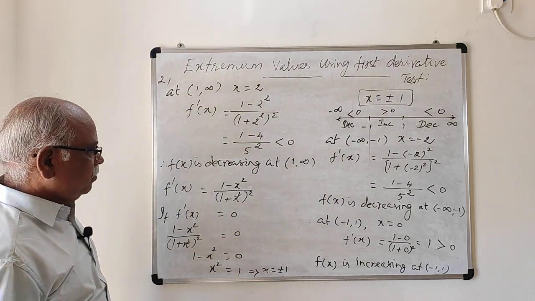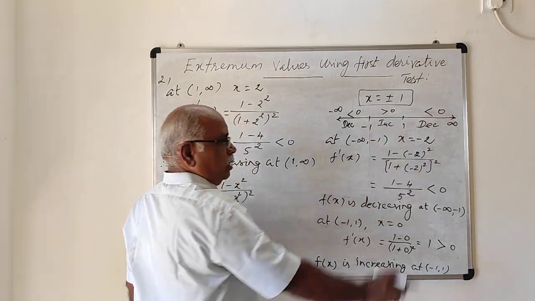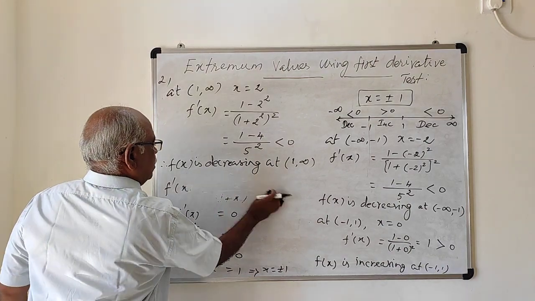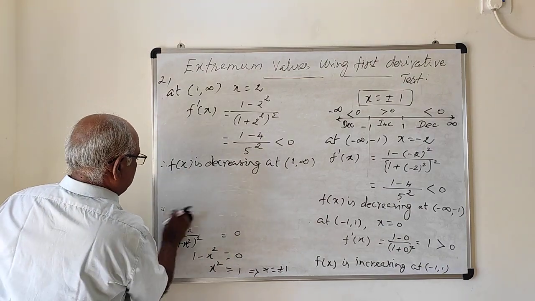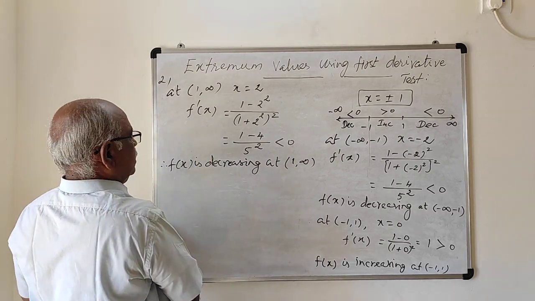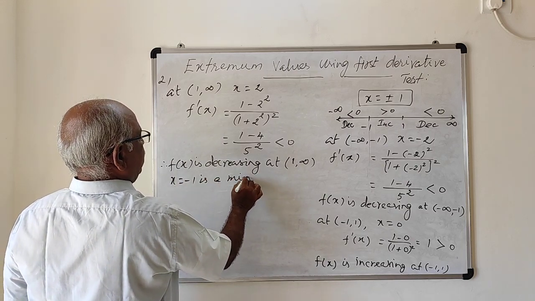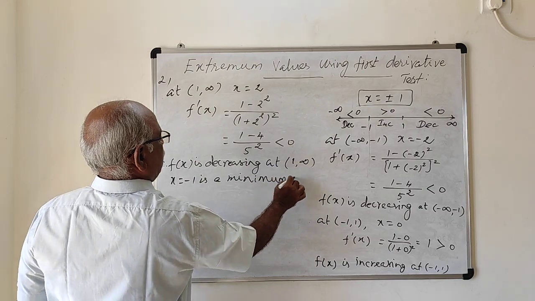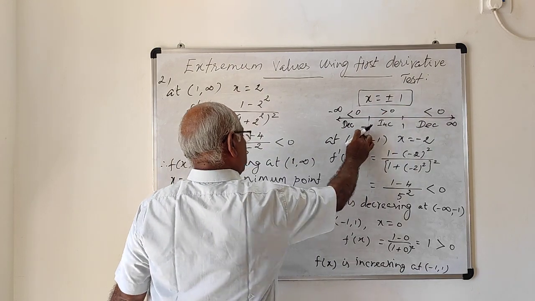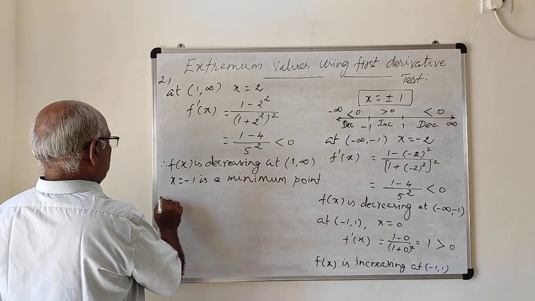So, f dash of x changes its sign from negative to positive across x equal to minus 1. Therefore, x equal to minus 1 is a minimum point, by the first derivative test. Therefore, the minimum value is needed.